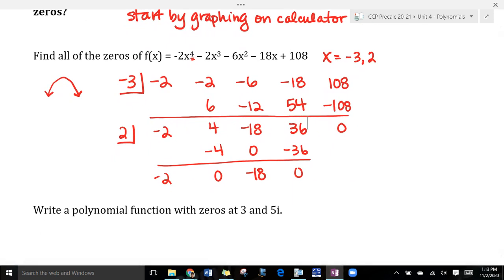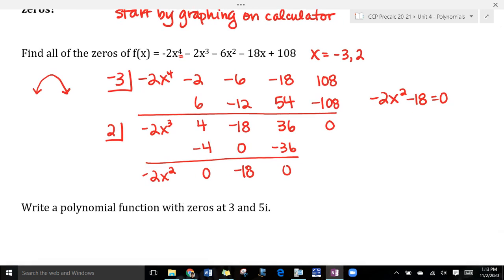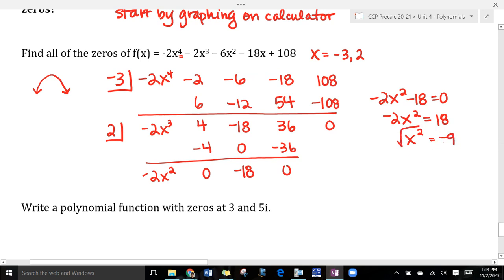Okay, so let's think about what we have left. We started with an x to the 4th. Our first answer would have been an x cubed. So that means this final answer is an x squared. 0 x's minus 18. So that's what we are now going to solve to find our remaining 2 zeros. I'm just going to add over my 18. So -2x squared equals 18. Divide out that 2. So that's -9. And then I'll take a square root. So x equals, don't forget your plus or minus.